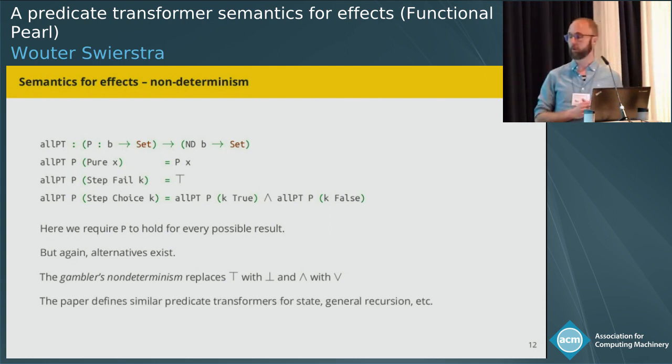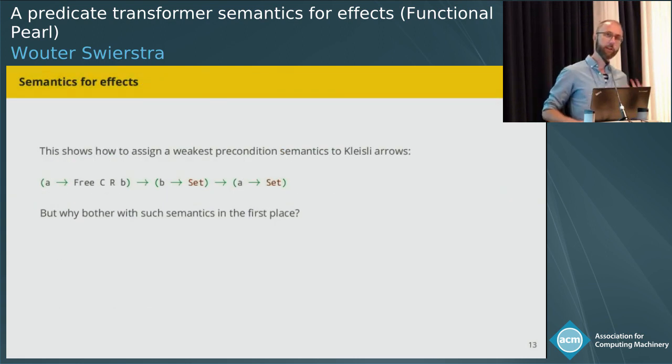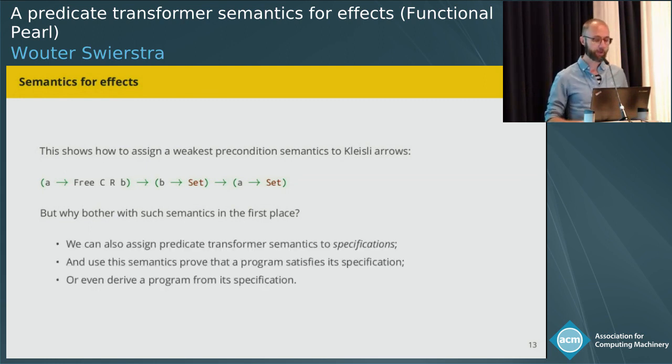If you read the paper, you can find more about state and general recursion and these other effects that I mentioned. But I want to get on, because it seems like I'm doing a lot of work, and why would I do this, right? It's kind of cute that you can assign these weakest precondition semantics, but why bother in the first place? The nice thing is that we can also assign these predicate transformer semantics to specifications. Then we can use a refinement relation to show that a program satisfies its specification, or even derive a program from its spec. That's what I want to get to in the rest of this talk.